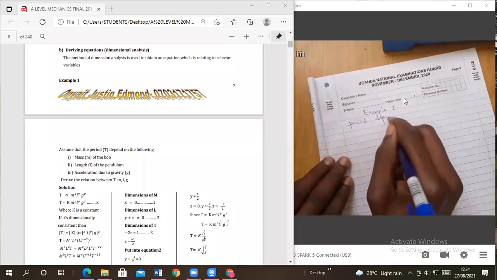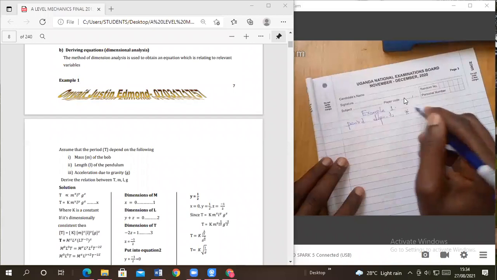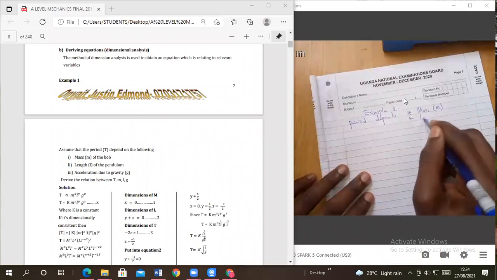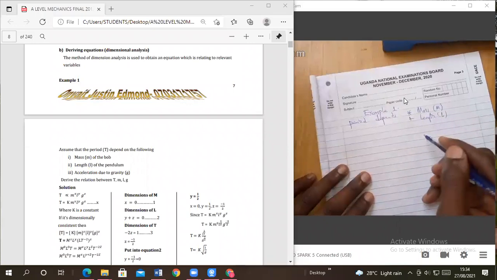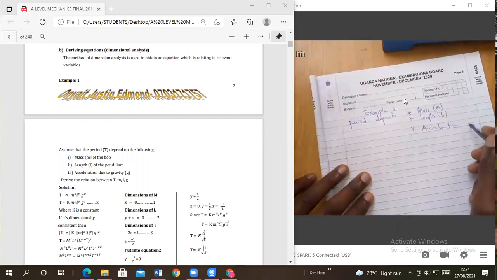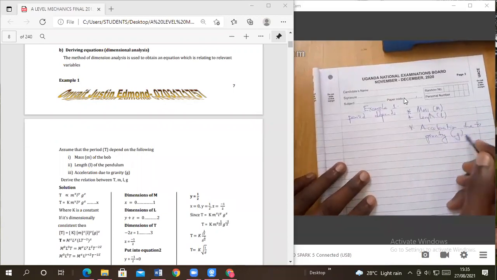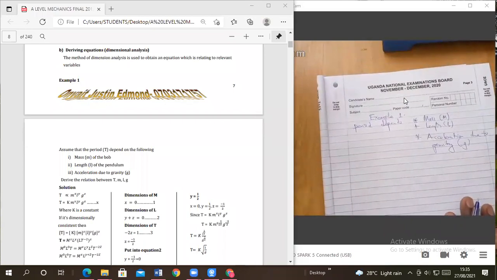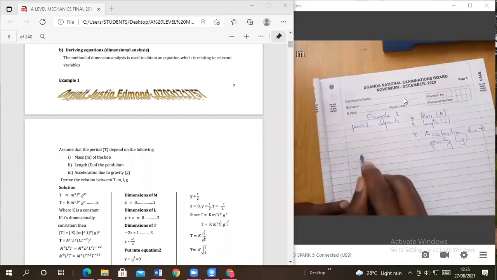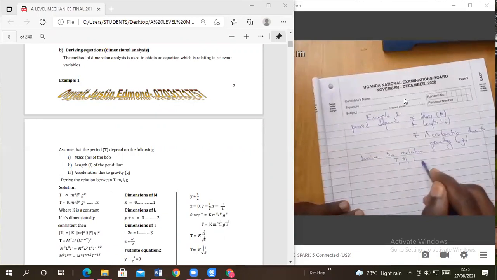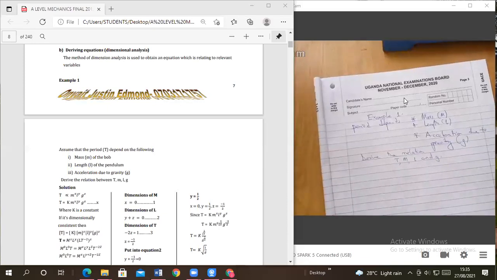The period depends on the following factors. One, we have mass, which is capital M. Then we have length, which is L. Then the third one, we have acceleration due to gravity, which is G. Now they are saying derive the relation between T, M, L, and G. But how are we going to derive that?